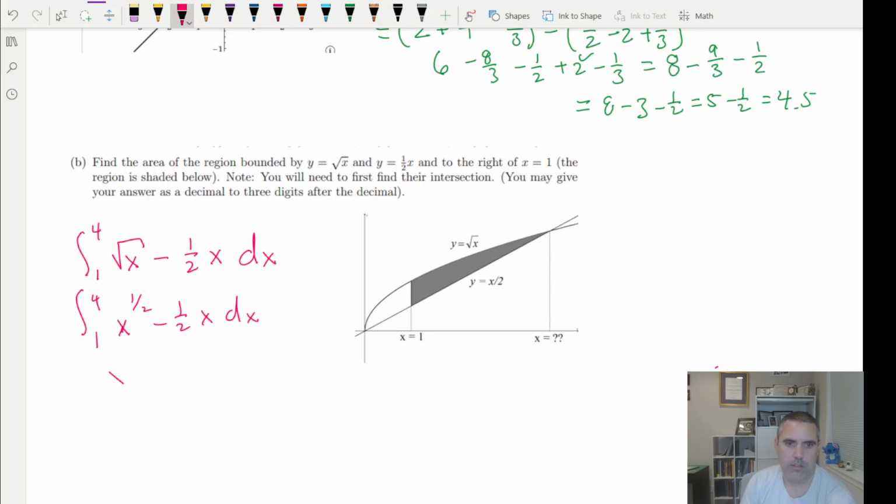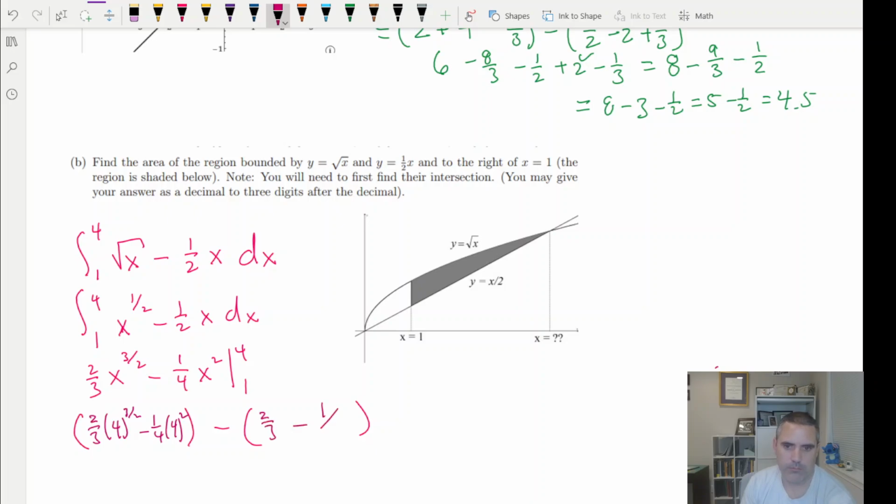And what do you get? You get x to the 3/2. You get 2/3 minus 1/4 x squared from 1 to 4. And then you compute. You're going to plug in a 4 everywhere. 2/3 times 4 to the 3/2 minus 1/4 times 4 squared. And then 2/3.